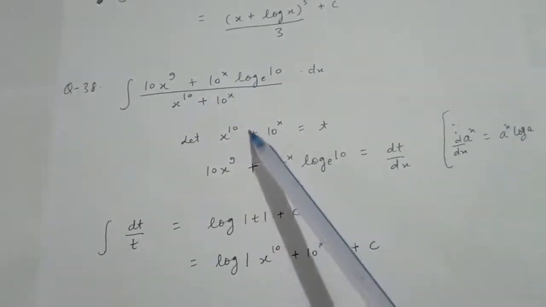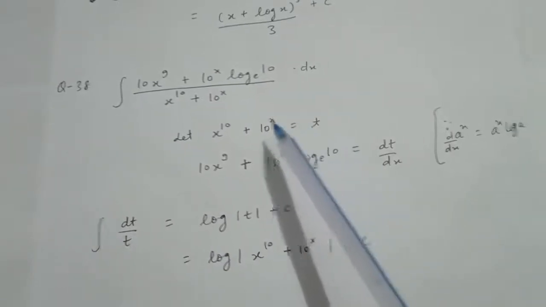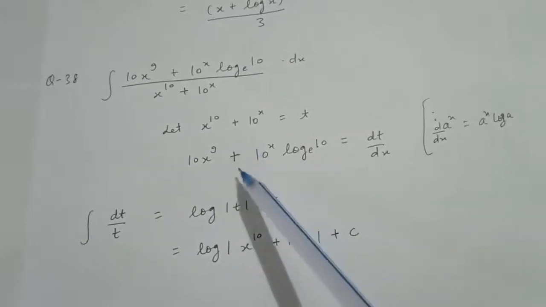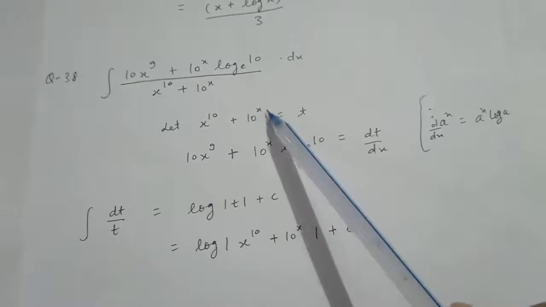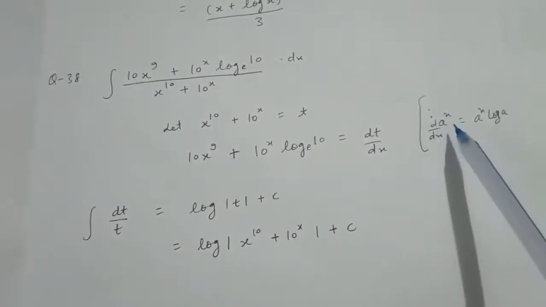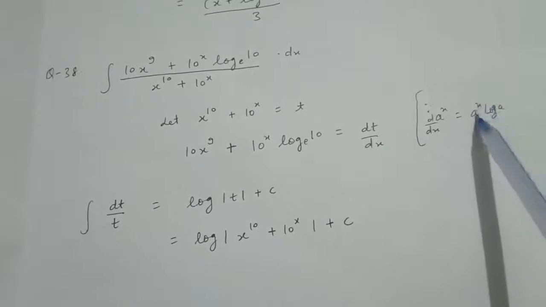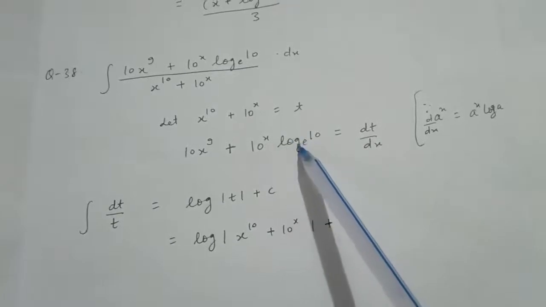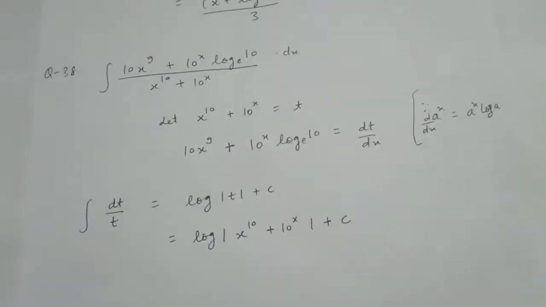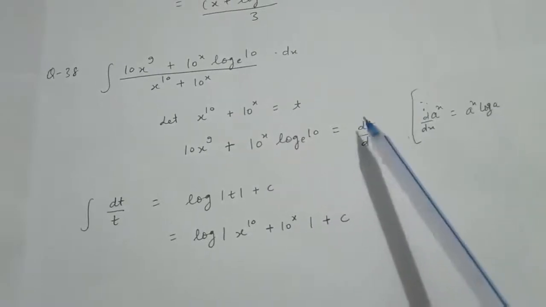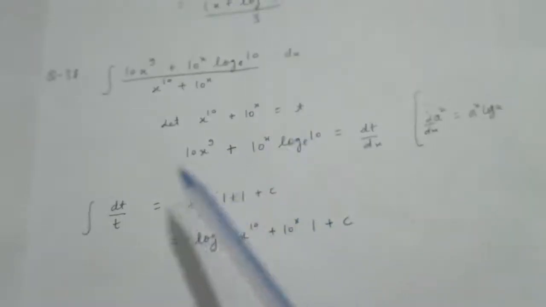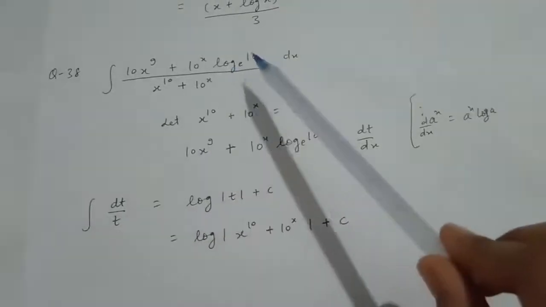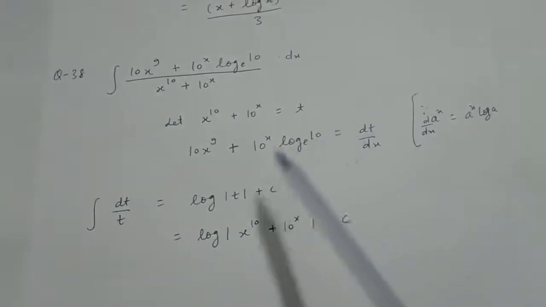So we will let this denominator as equal to t. Now derivative of x raised to the power 10 is 10 into x raised to the power 9 plus derivative of this is a raised to the power x, where a is some constant. So derivative of this is a raised to the power x into log a. So this is 10 raised to the power x into log a, that is log 10 with base e, equal to dt upon dx. So you will get integral as, in place of the denominator you will get t, and this numerator into dx is equal to dt.